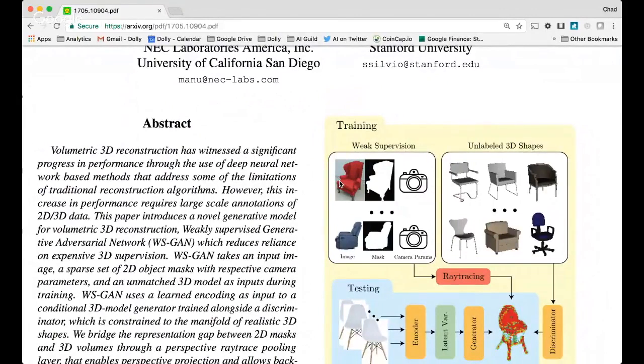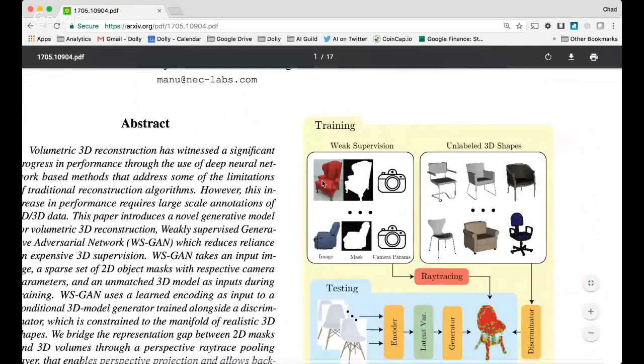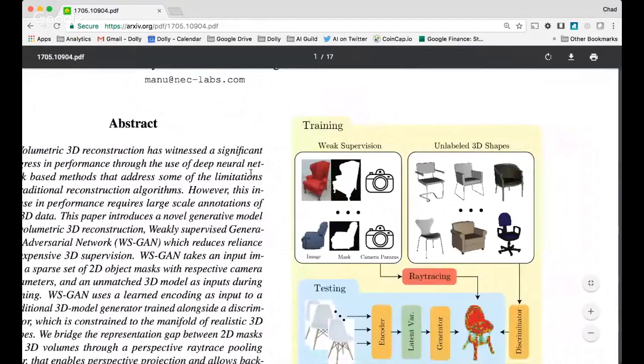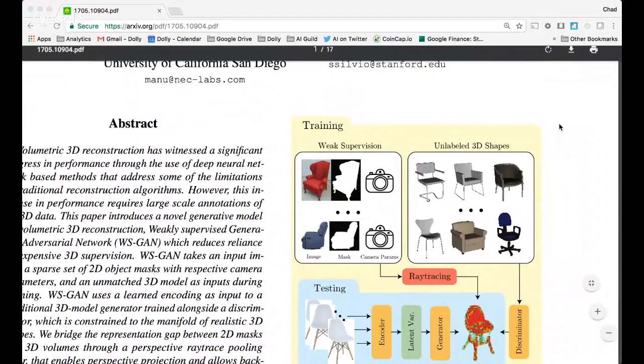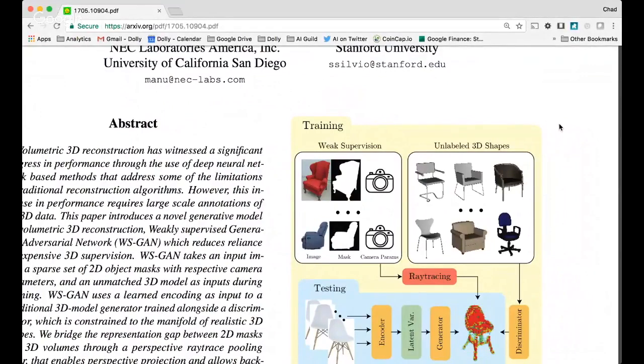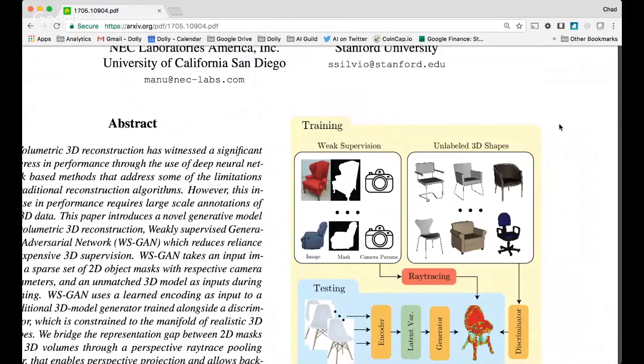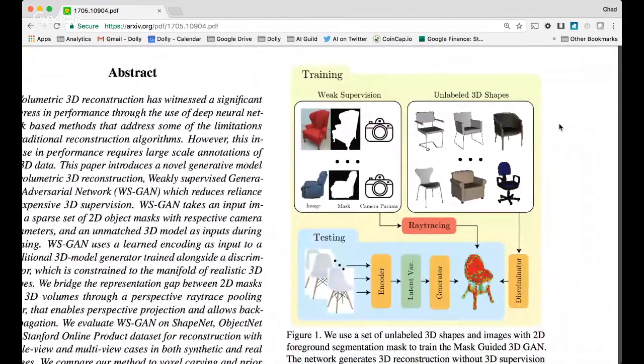So we focus on the extrinsic camera parameters, which are like camera positions. For instance, how far the camera is from the instance, what angle the camera is looking down at, and how far the camera is from the center of the chair. Those are called extrinsic camera parameters, and we use that information to do the ray tracing.